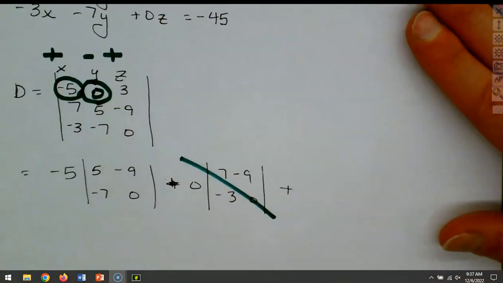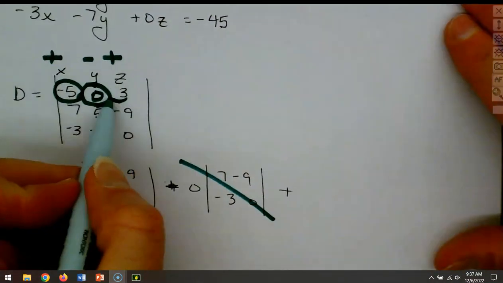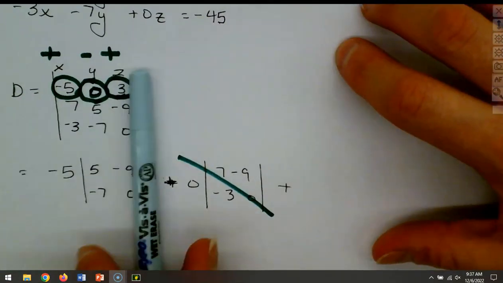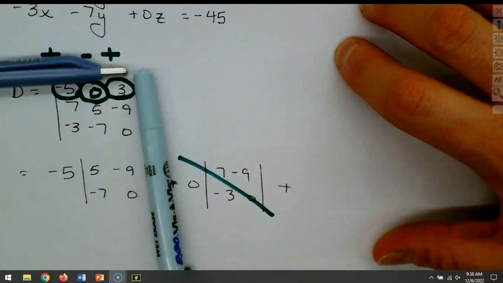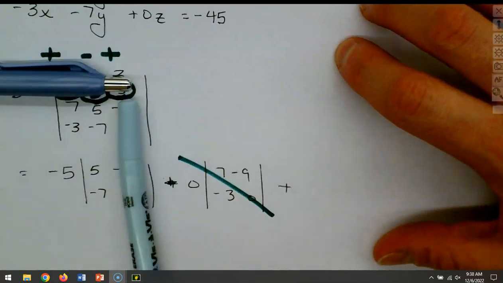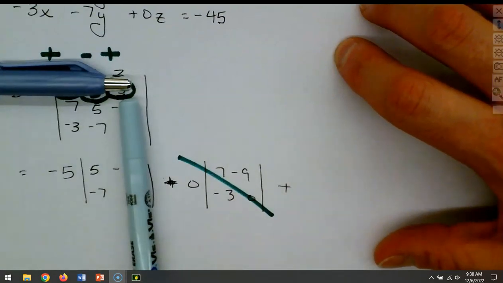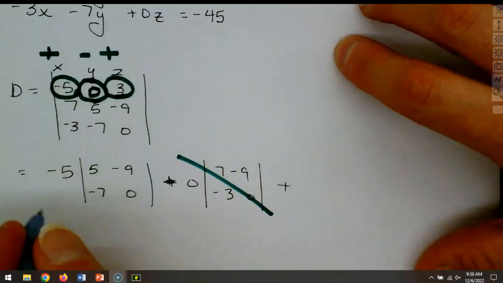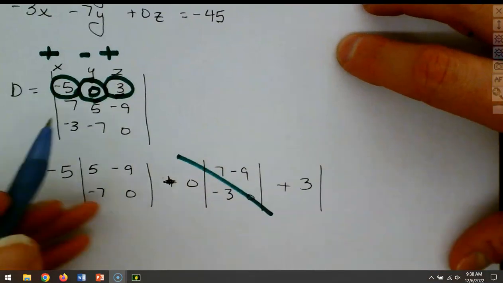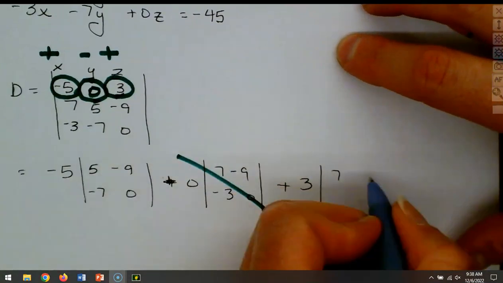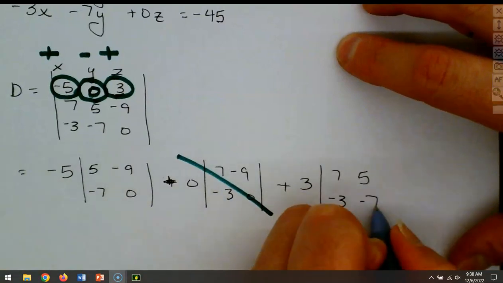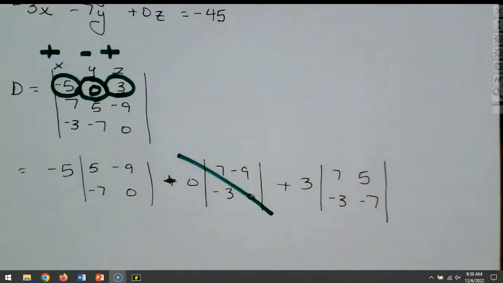What about the last one? With the 3. Again, how do we cross these off? Down the side and across. Okay, if I cover those up, what's left over? Looks like 7, 5, minus 3, minus 7. So we've got 3 out in front, and then we've got 7, 5, minus 3, and minus 7. Is everyone all right with how I built those?